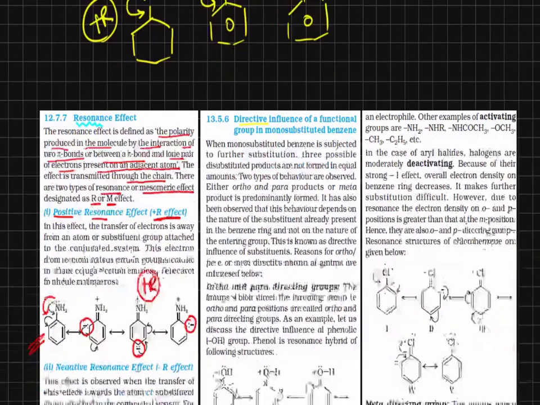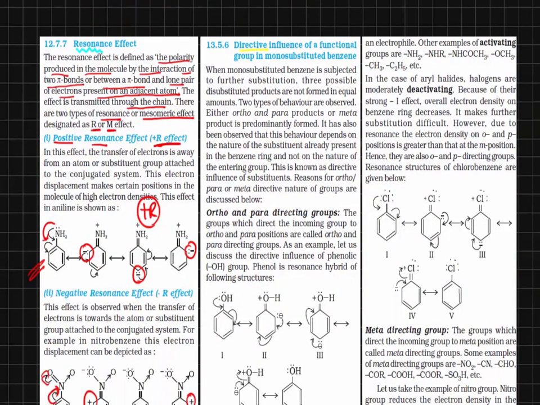So, if you are asked what you mean by directive influence of a functional group, the group attached to the benzene ring can determine where the new group will come, and there are two options: either ortho para directing groups or meta directing groups. So, the first part, ortho and para directing groups.